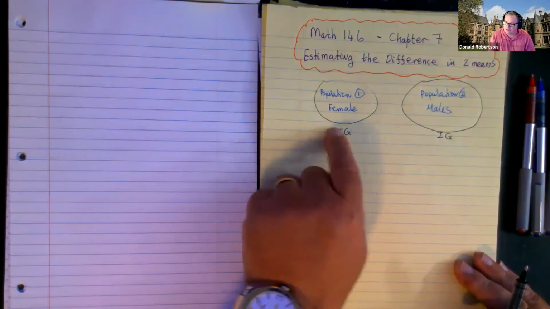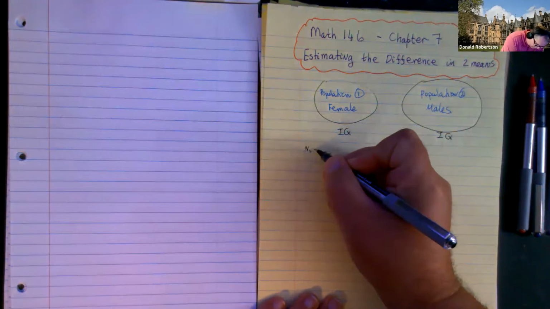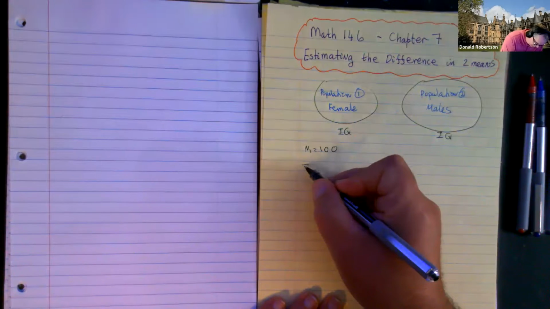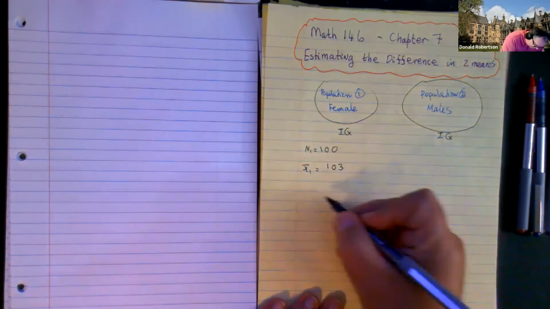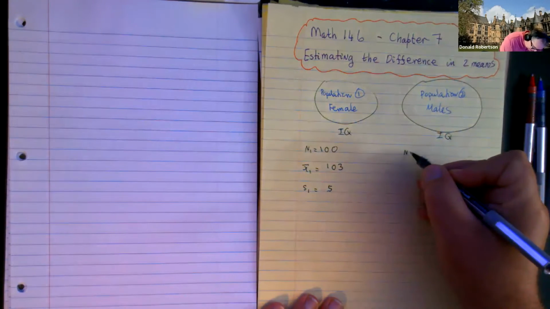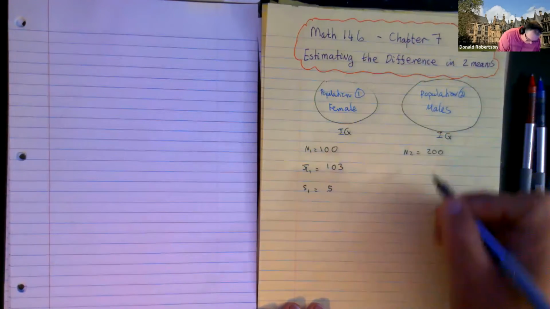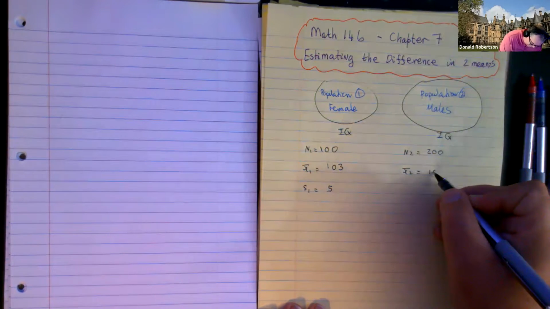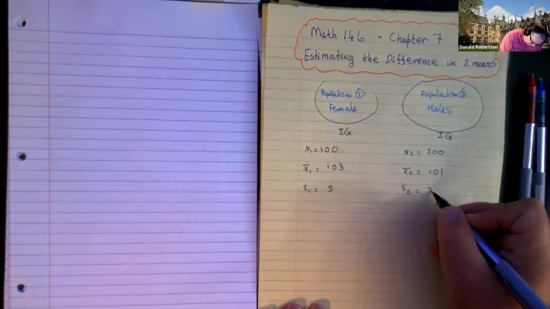Females, I think their IQ is higher than males. So I collect a sample of 100 females, and we find out that their average IQ is 103, right? And that their standard deviation was 5. And then I get a sample of males. It could be 100, but let's just say that the way the money worked out, I managed to get 200 of them. And the IQ for these guys is only 101, and the standard deviation would say 3, right?